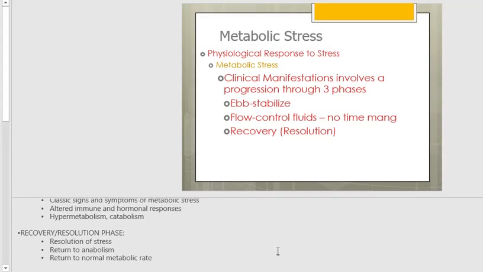What were the effects? The increase in metabolic rate, the catabolism, and the altered immune and hormone response. This is where we feed them. So if they can't eat on their own, and I know we haven't talked about this yet, but it's coming up, this is when we would do either tube feeding or parenteral nutrition.